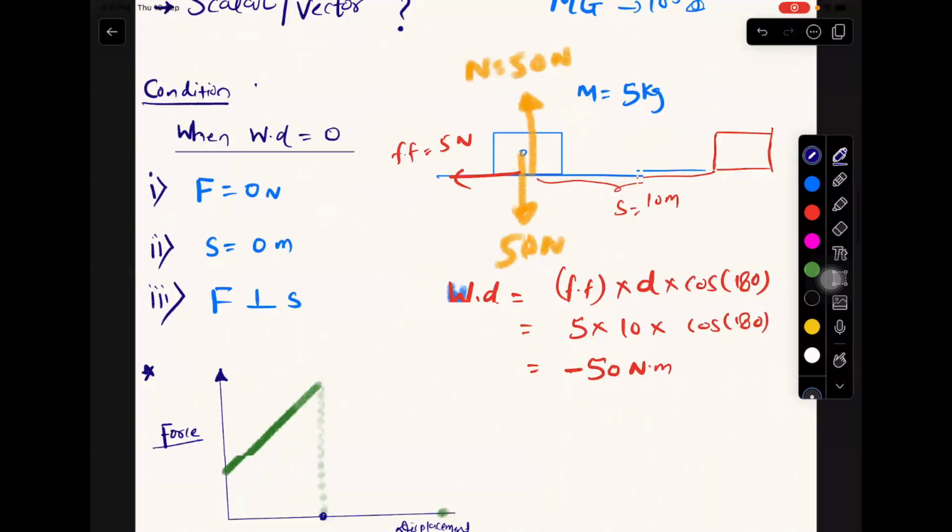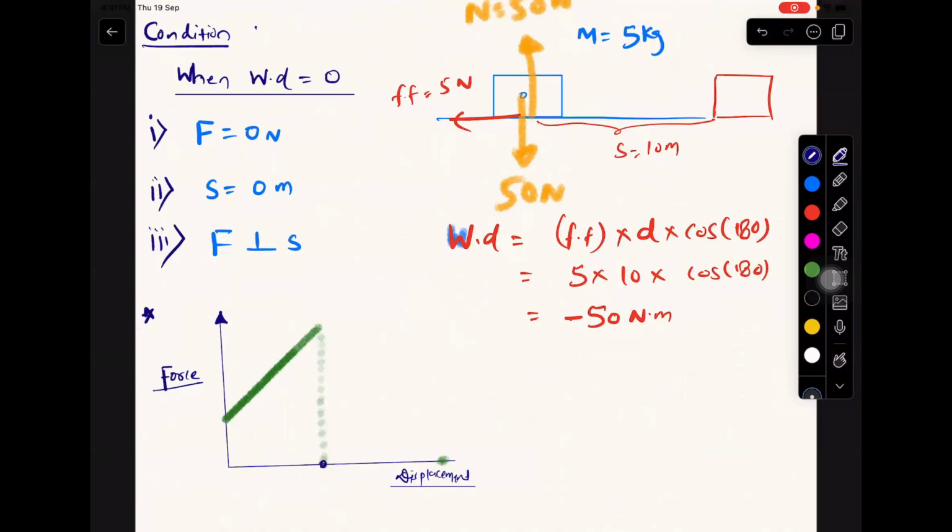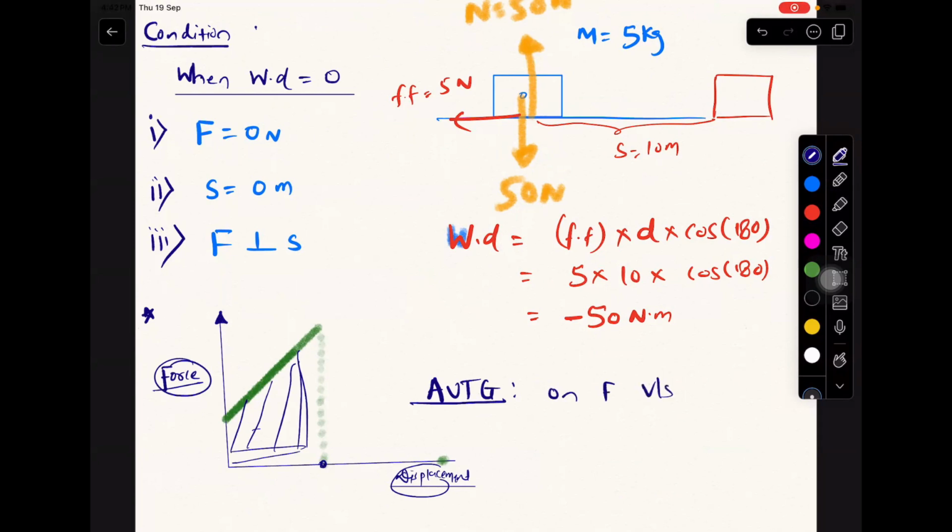Moving ahead, one more concept is the force and displacement graph. The moment you see a force versus displacement graph, the area under the graph is the work done. So we can calculate the area under the graph to calculate work done. You can calculate that.